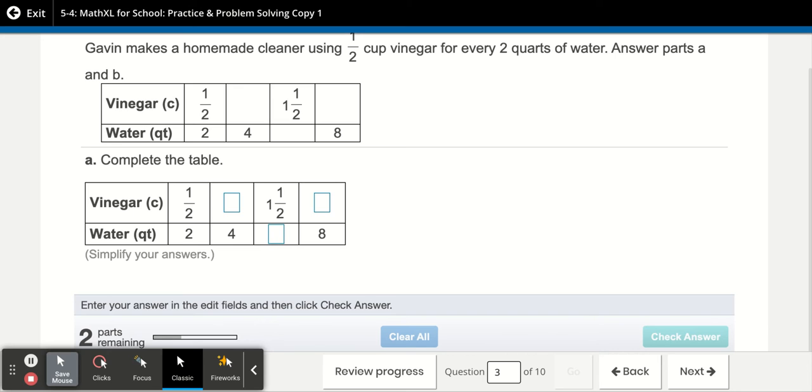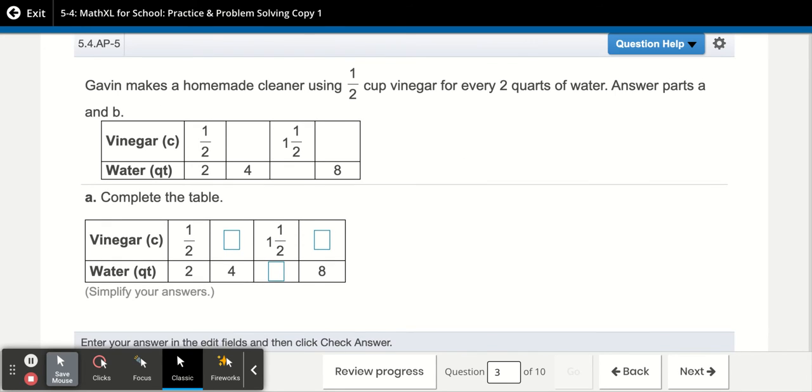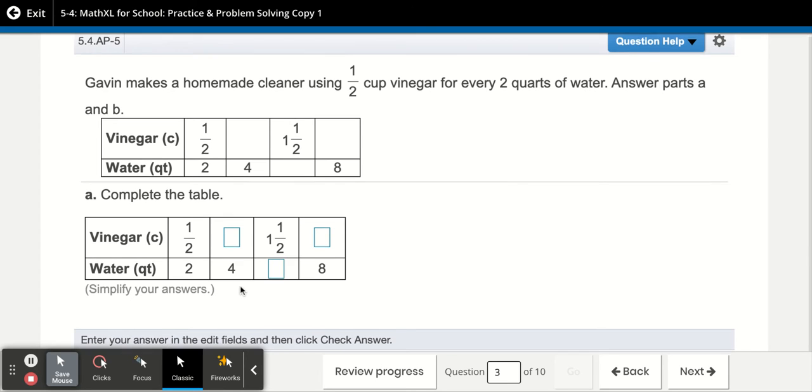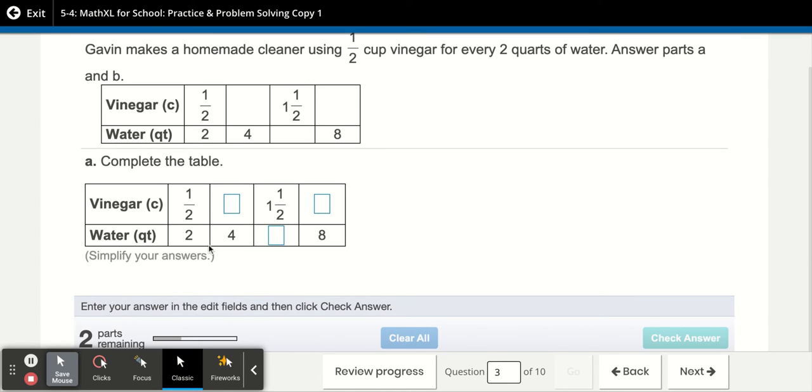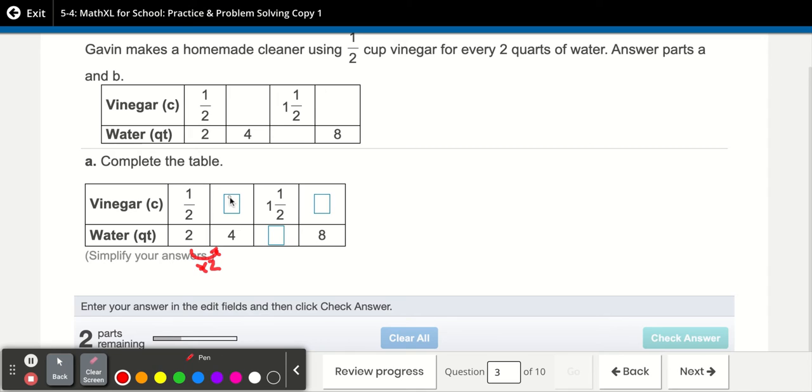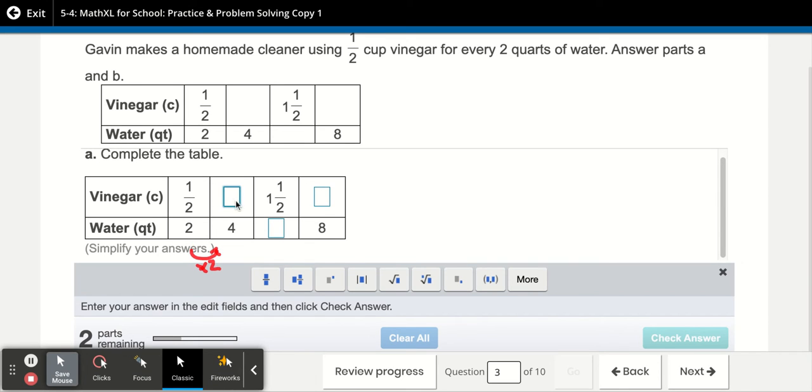All right, here we are at question 3. And Gavin's going to make homemade cleaner using ½ cup of vinegar for every 2 quarts of water. Answer parts A and B. So A wants us to complete the table. Looking here, we see that the vinegar is the top row, water is the second. It was a ½ cup of vinegar for 2 quarts of water. Moving to the next column, excuse me, this is times 2. We're doubling this. So we double our vinegar, and it's 1.